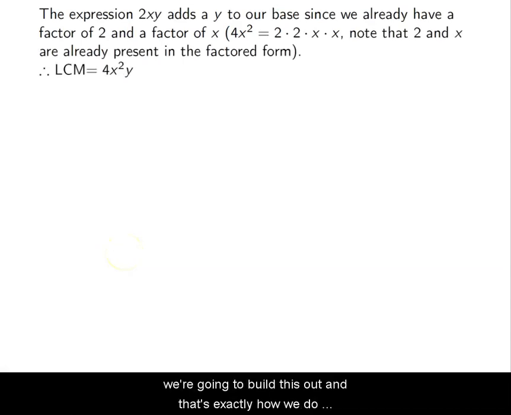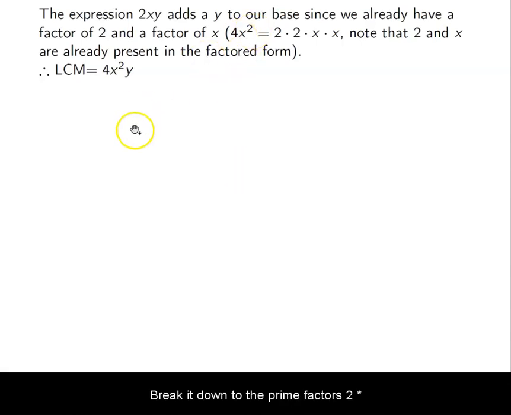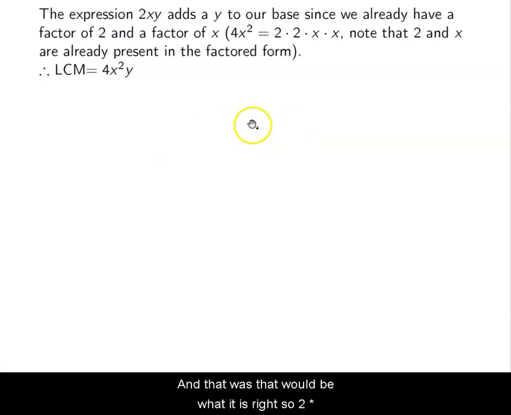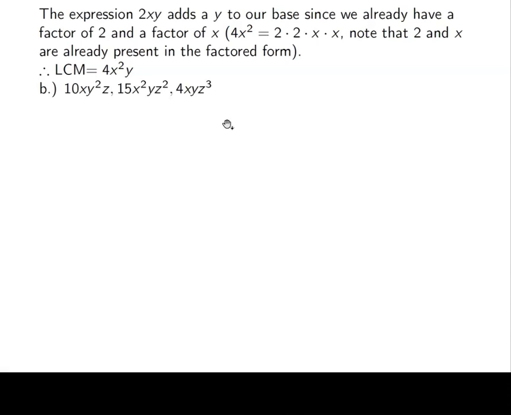And that's exactly how we do this when we factor regular numbers. If I say find the factors of 100, you would break it down to its prime factors. Okay, if I wanted the LCM of 8 and 9, I would break 8 down to its prime factors, 2 times 2 times 2, 9 to its prime factors, which is 3 and 3, and that would be what it is, right? So 2 times 2 times 2 times 3 times 3 is basically 8 times 9. It would be 72. Okay.